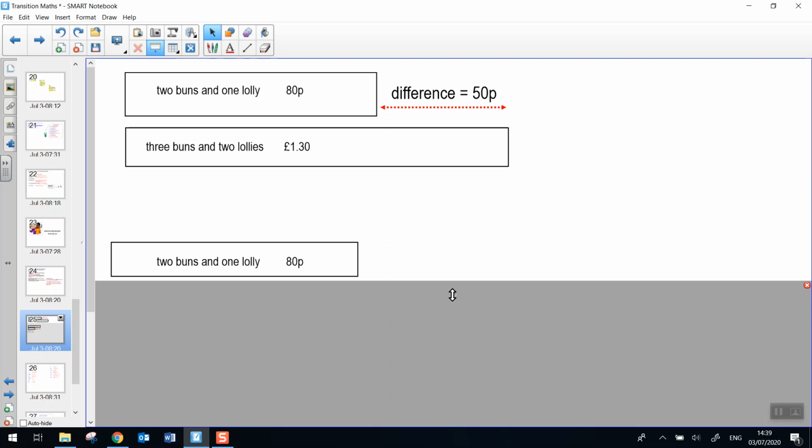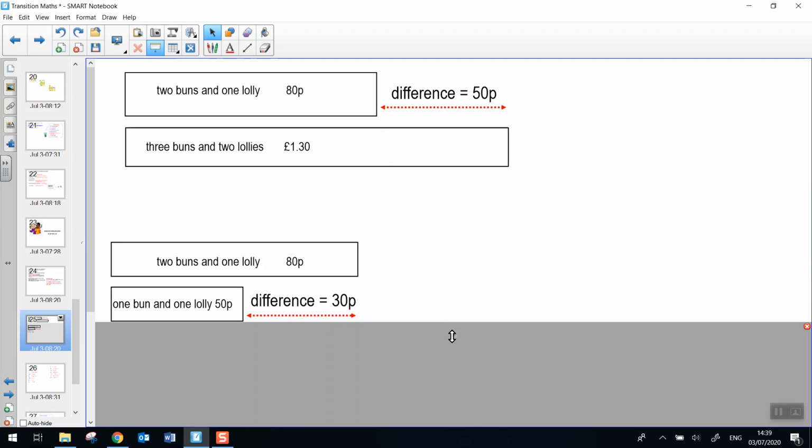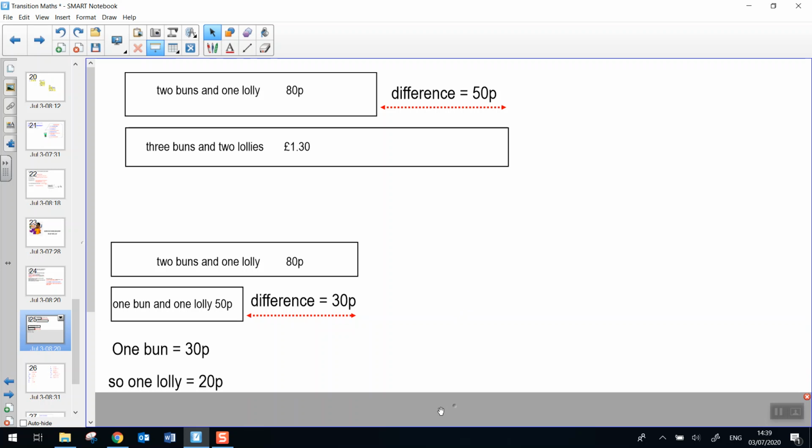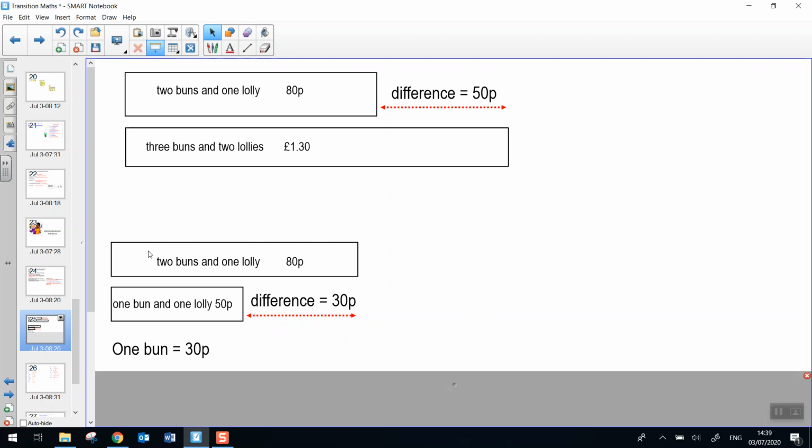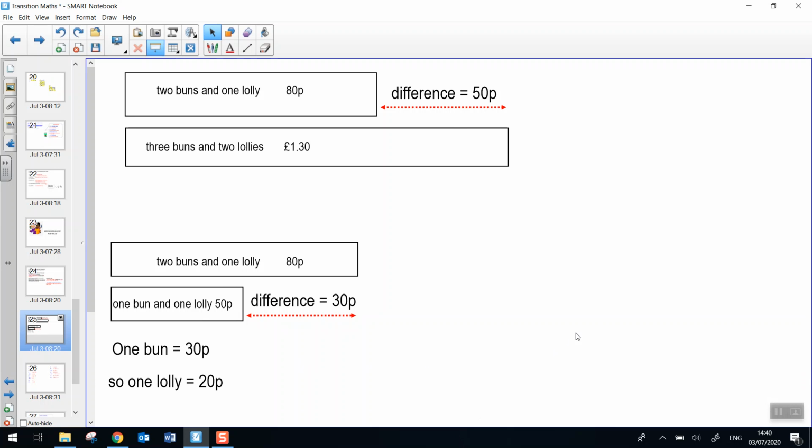Now, we know that 2 buns and 1 lolly cost 80p, and we know that 1 bun and 1 lolly cost 50p. So the difference must be 30p. So that means that here I've got 2 buns and 1 lolly. Here I've got 1 bun and 1 lolly. So the difference here is 1 bun. So 1 bun must cost 30p. And if 1 bun and 1 lolly cost 50p, 1 bun costs 30p, and so 1 lolly will cost 20p.